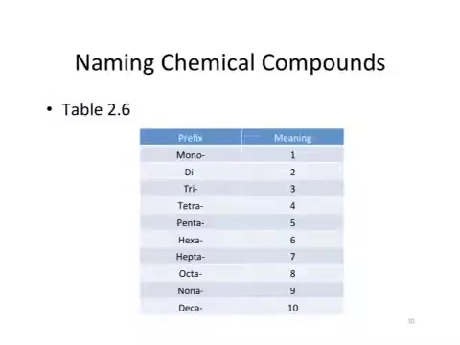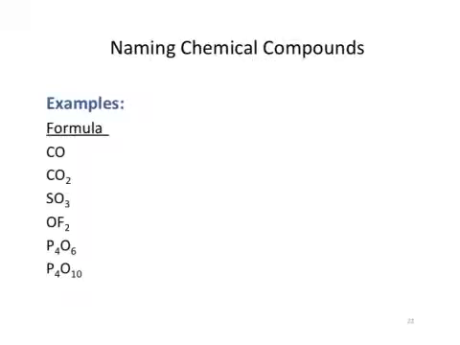This is my version of Table 2.6 in your text, and you should have it dedicated to memory or put it on your crib sheet, but really you need to know this one. Mono means 1, di is 2, tri is 3. You're probably familiar with most of these. You may not be as familiar with hepta, which means 7, or nona, which means 9. But these are the prefixes that we're going to use, and remember we will always put in the prefix for our covalent compound names unless there's only one of the first element listed.